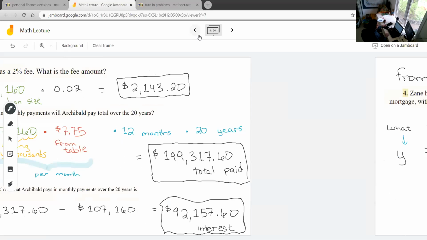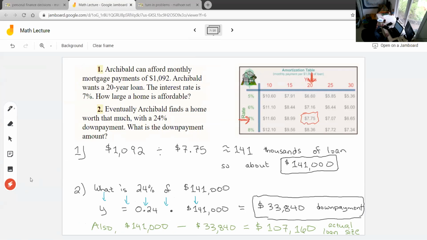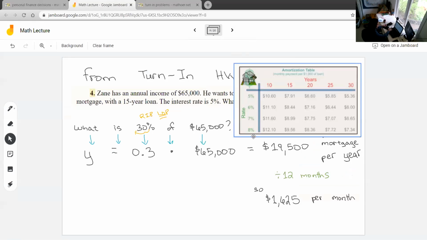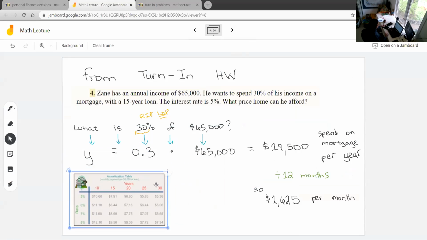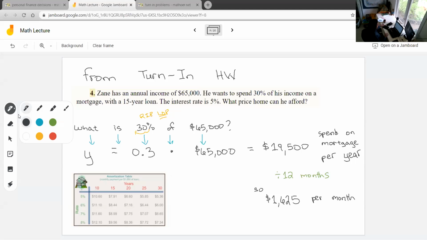Now we're to the part where the other problem started. We know how much they want to spend per month. So we need to take the table and say, what's up with this problem? We have a 15-year loan. We have 5%. So we're going to do 791.